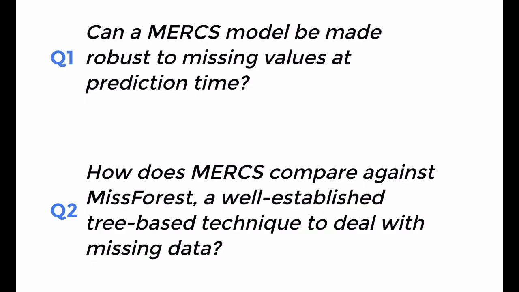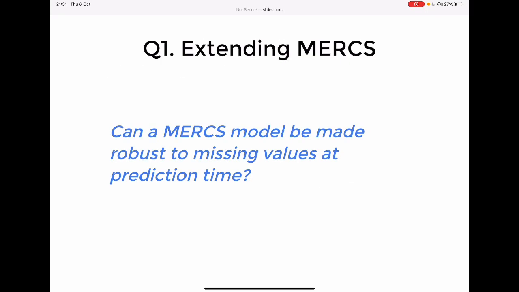So to summarize, the first research question is, can we make a MERCS model robust to missing values at prediction time? And then secondly, how does MERCS compare against MissForest? So our first research question is how to extend the MERCS framework. So can a MERCS model be made robust to missing values at prediction time?